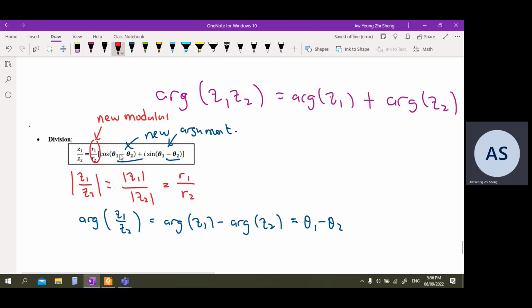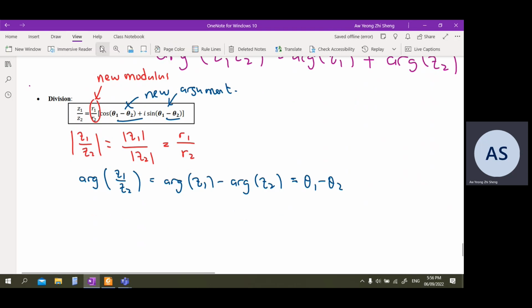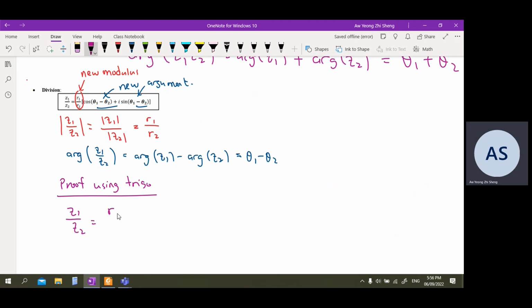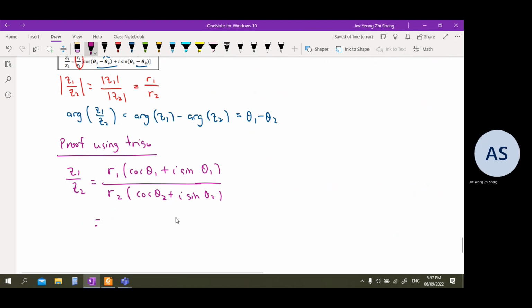If you want to try to prove it using trigonometry, it can also be proven, which I will now quickly go through. Proof using trigo. Z1 over Z2 will be R1 times cos theta 1 plus i sine theta 1, over Z2, which is R2 cos theta 2 plus i sine theta 2. R1 over R2, I will just group them together at the front. And then this fraction at the back.